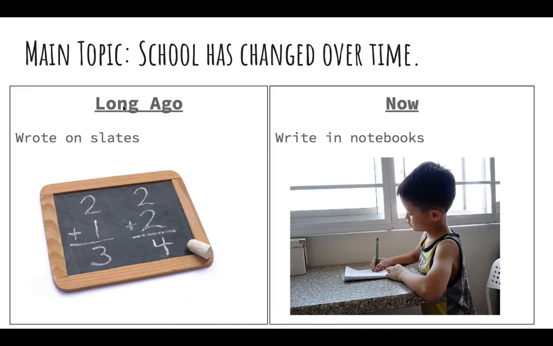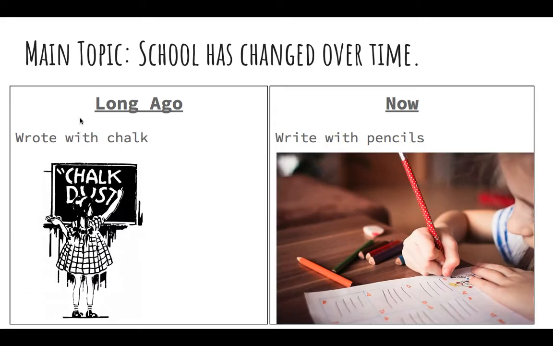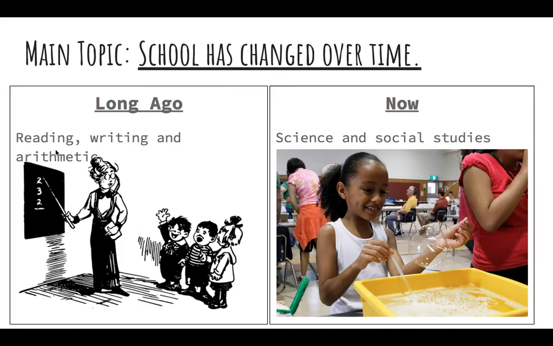We're still in school. School has changed over time. Long ago, students wrote on slates. Now, students write in notebooks. Long ago, students wrote with chalk. Now, students write with pencil. Long ago, students did reading, writing, and arithmetic. Now, students do science and social studies.